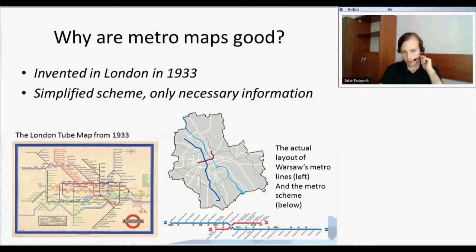Good. So moving on to things that are even more not like maps, yet still maps. Metro maps and metro plans. Why are they good and nice, even though they are not maps again? The metro map as we know it, the scheme of colorful lines with circles and squares indicating stations, was invented in London in 1933.